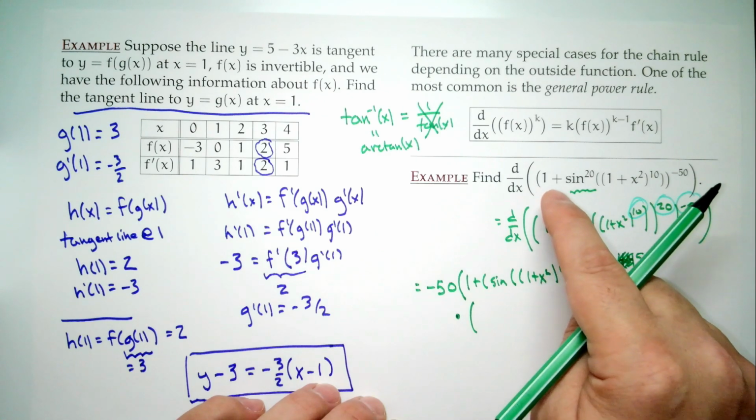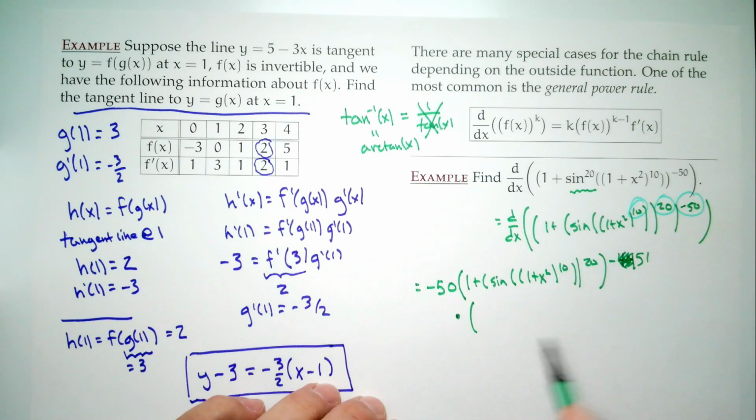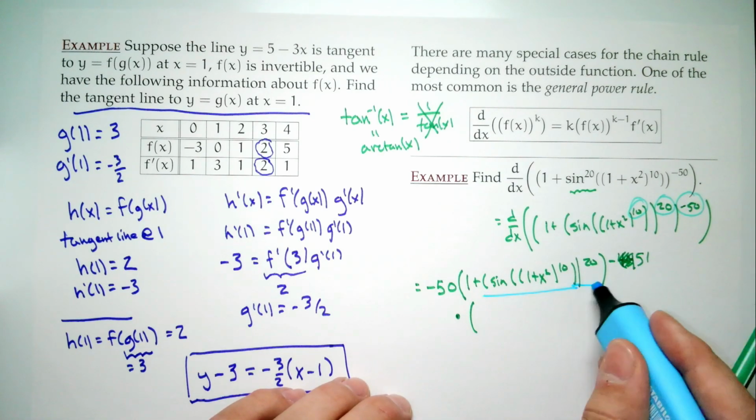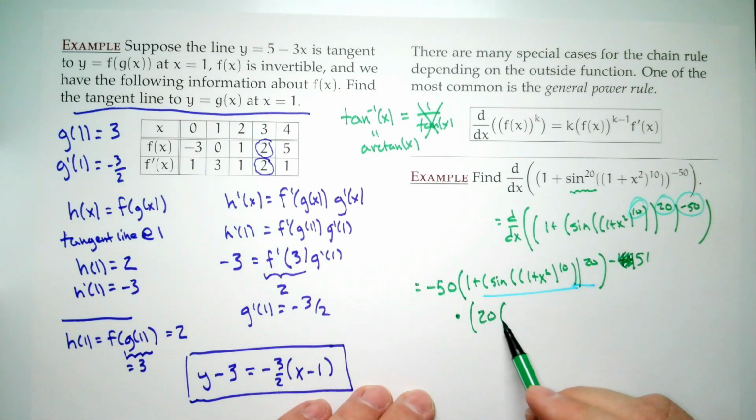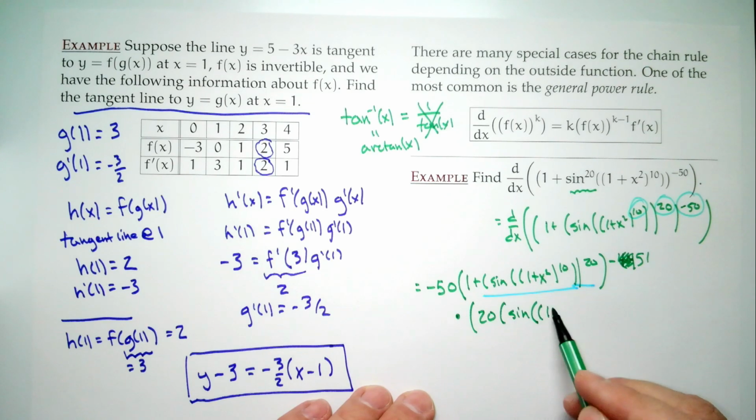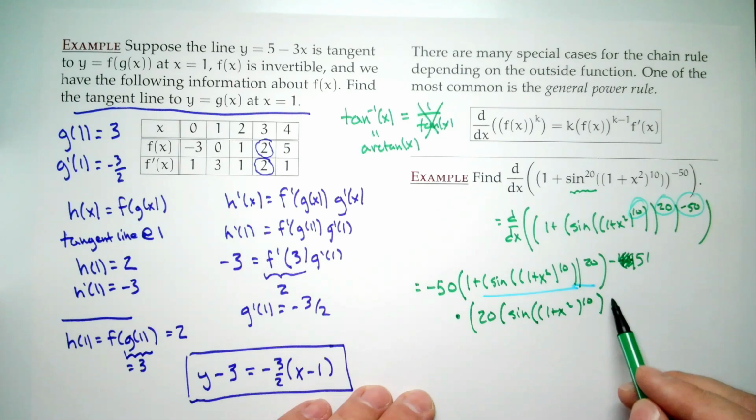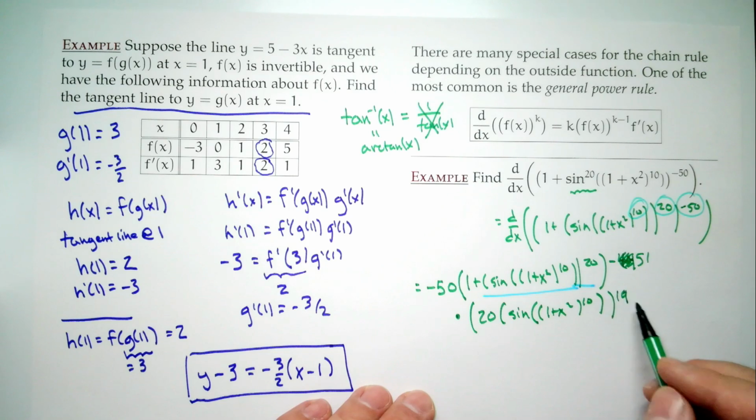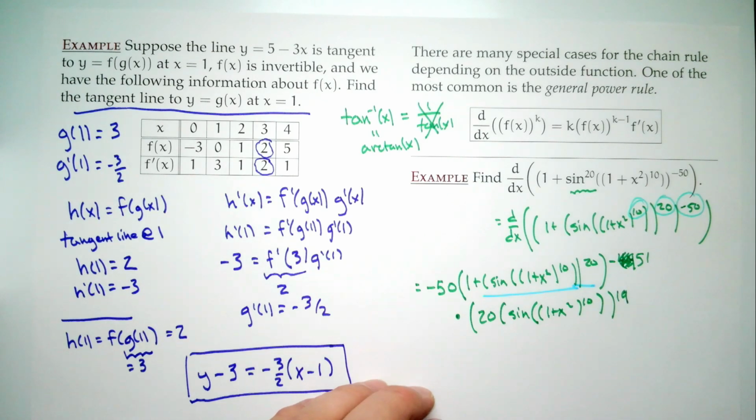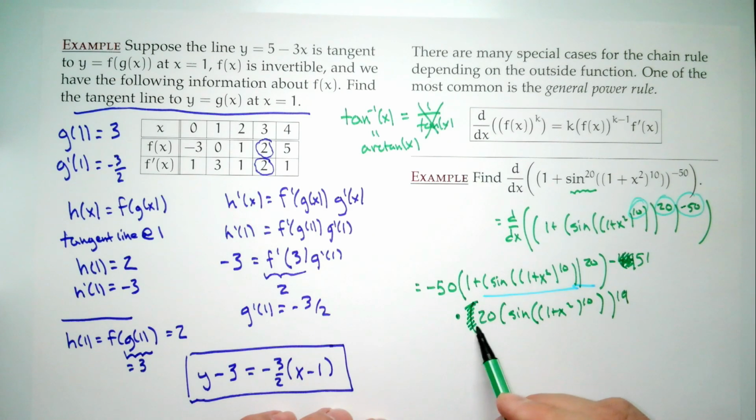Okay. Well, the derivative of 1, that's 0. So now we come to the sine to the 20th power. What happens here? 20 comes down, and then it's sine of 1 plus x squared to the 10th to, I better let you do this one, to what power? 19. Okay, good. Now are we done? No, and I can see I should not have put my parenthesis there. Okay. What comes next?